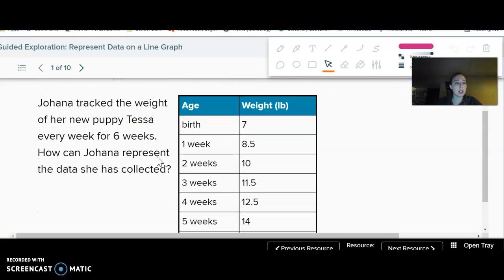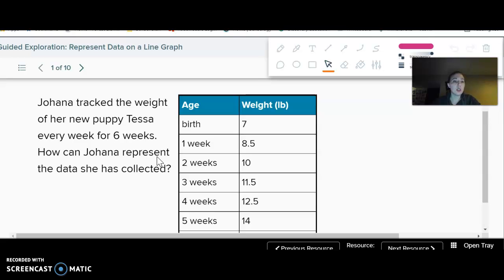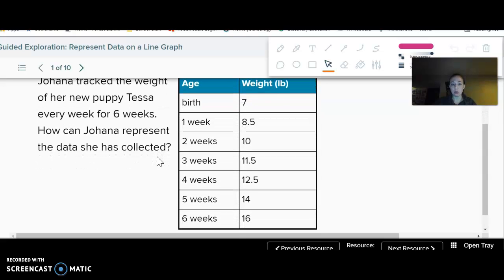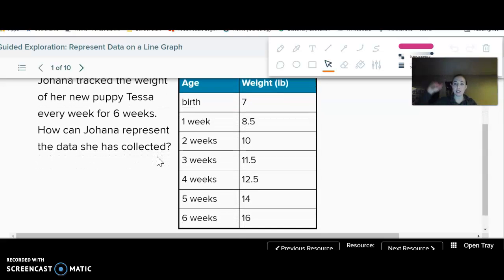So the problem we'll look at first: Johanna tracked the weight of her new puppy Tessa every week for 6 weeks. How can Johanna represent the data she has collected? So far she has it in a table, right? But remember, graphs can help us see visually what is happening. What patterns are there? Was there a week that it jumped more? I could do the math for each one, but visually representing it helps me see some of those changes more clearly.